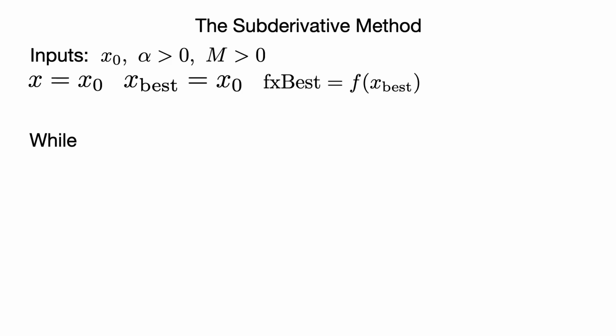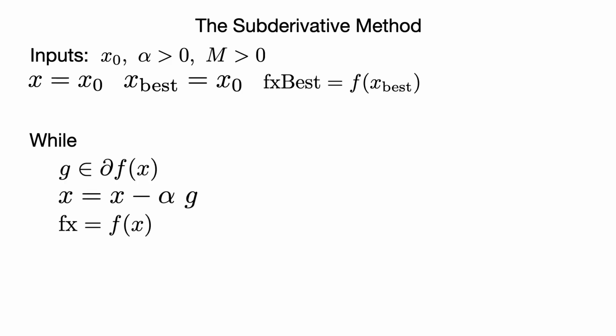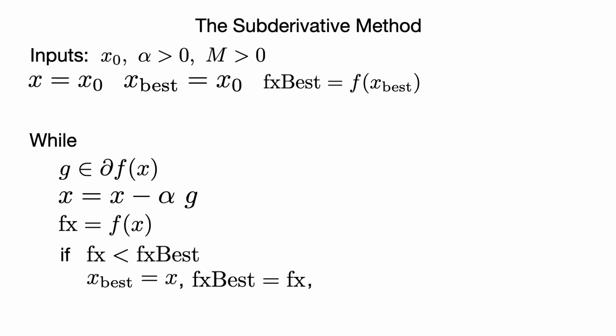Here's our loop, and we'll talk about the stopping criteria in a minute. These are the iterations of the loop. We find a subderivative g. We perform a subderivative update, which looks exactly like the derivative update, x is equal to x minus alpha g. And then we evaluate our function at that point x. If f(x) is less than fx best, so if fx is better than the best thing we've seen so far, we update our best variables.